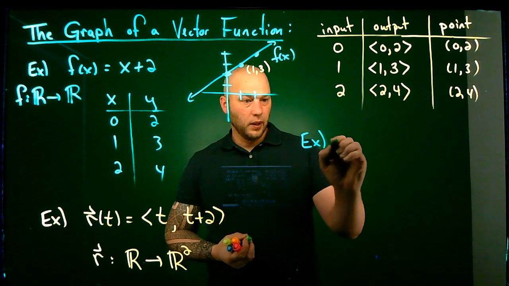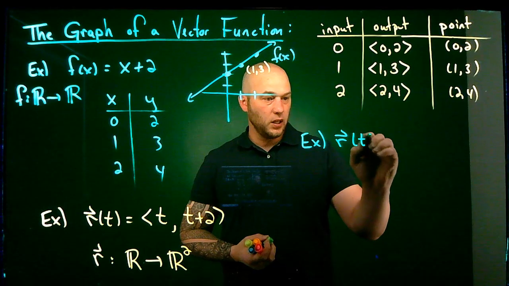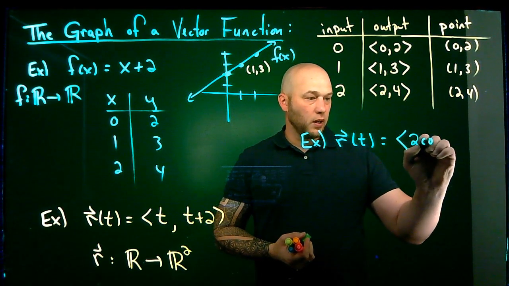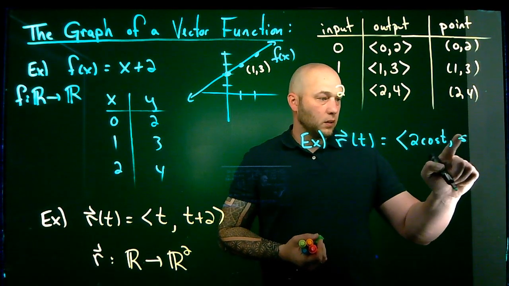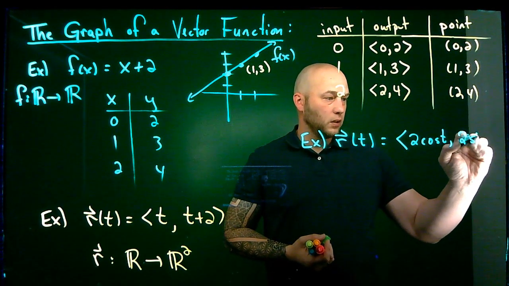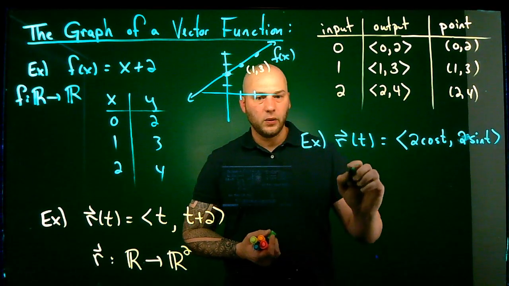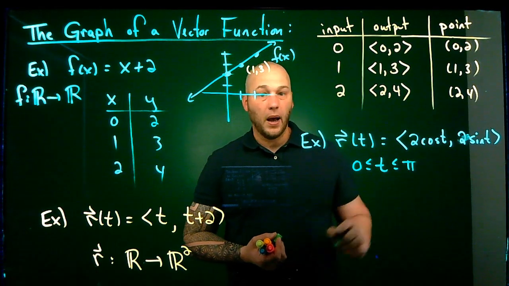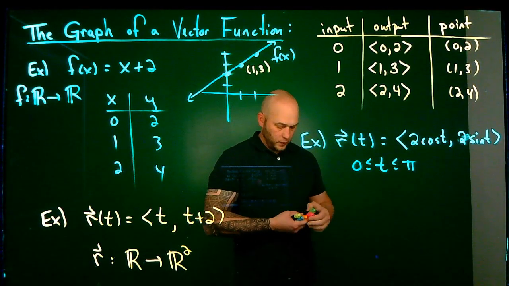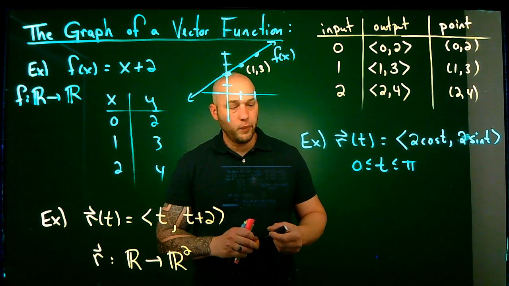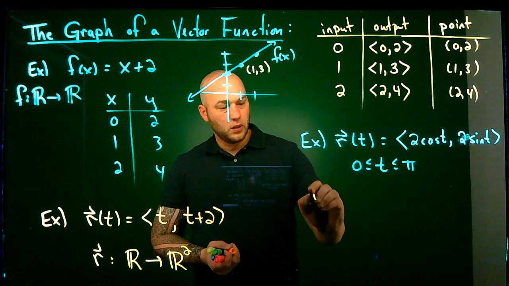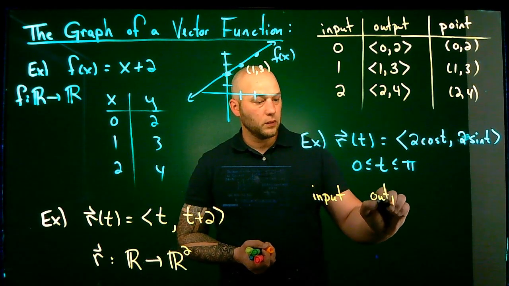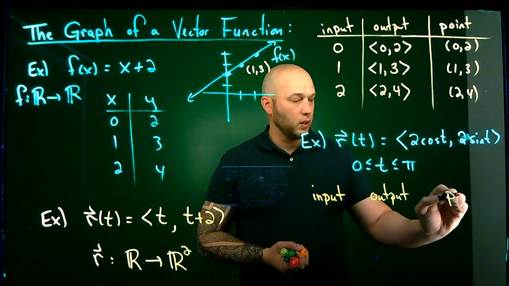Let's say we wanted to plot the vector function r of t is equal to 2 cosine of t, 2 sine of t, where the values of t range between 0 and pi. Well, let's plot a handful of points. In other words, let's start by looking at the input. Let's look at the output. And then we're going to look at the point.